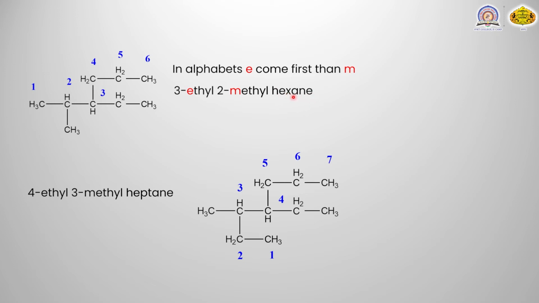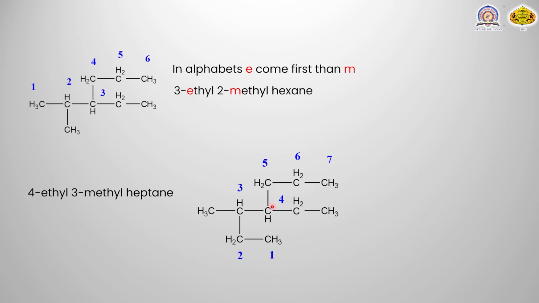And "ane" is the functional group ending basically for alkanes. So the single carbon-carbon bond is a kind of functional group which will end with "ane". Similarly, in the case of 4-ethyl 3-methyl heptane, numbering 1 2 3 4 5 6 7.